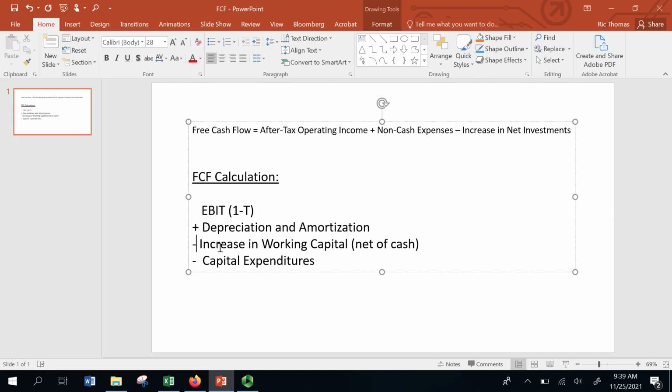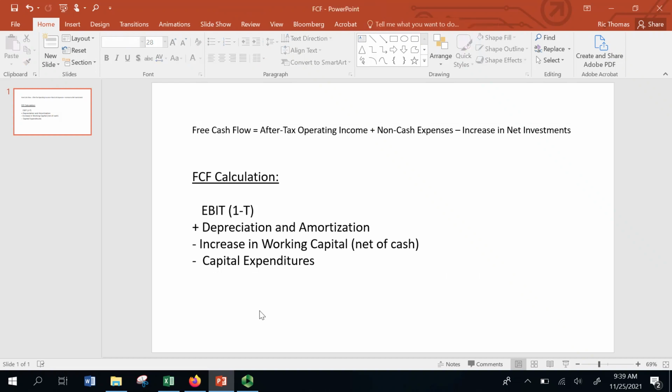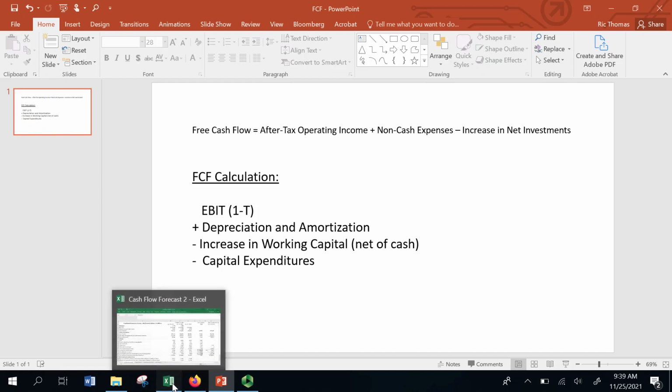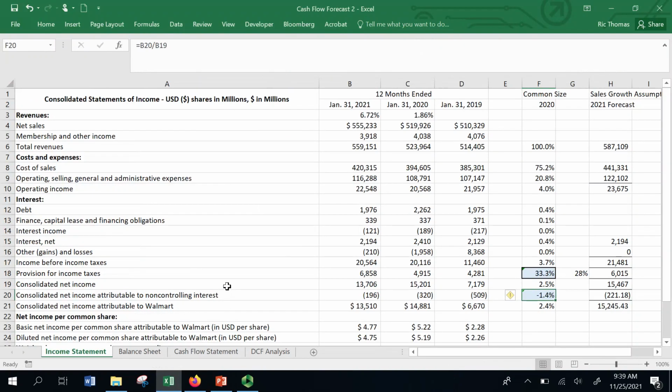And then we are going to take out capital expenditures. So that's investments in property, plant, and equipment in the firm. So I'm going to show you how to do all this. And the first thing, of course, is we've got to forecast out earnings. We've got to forecast balance sheet items. So we're going to forecast out an income statement. That's our first step. And I'm going to use Walmart here as my example.